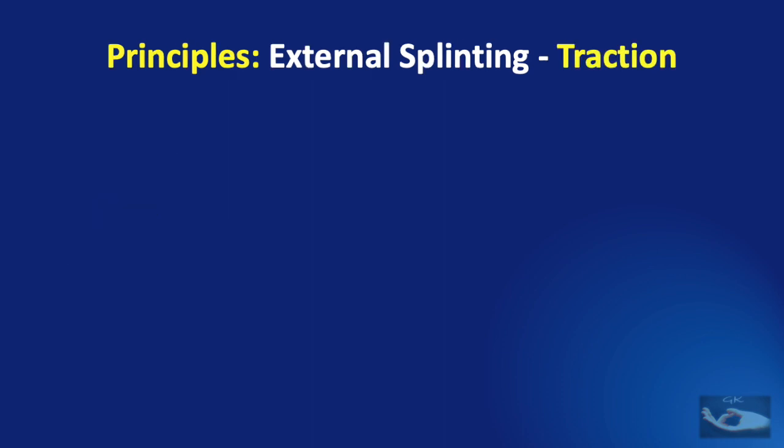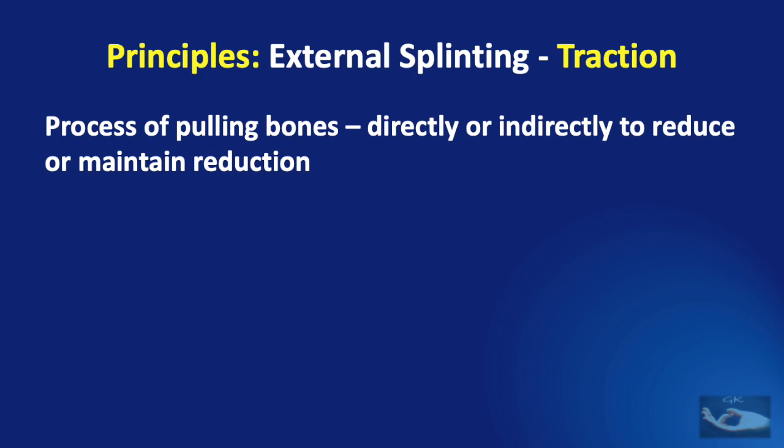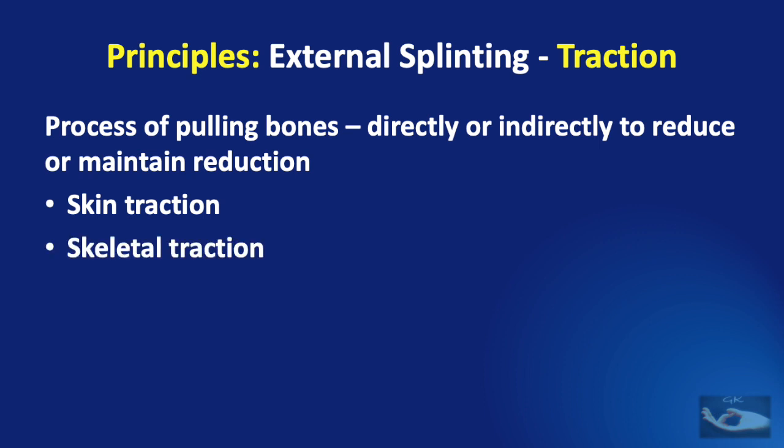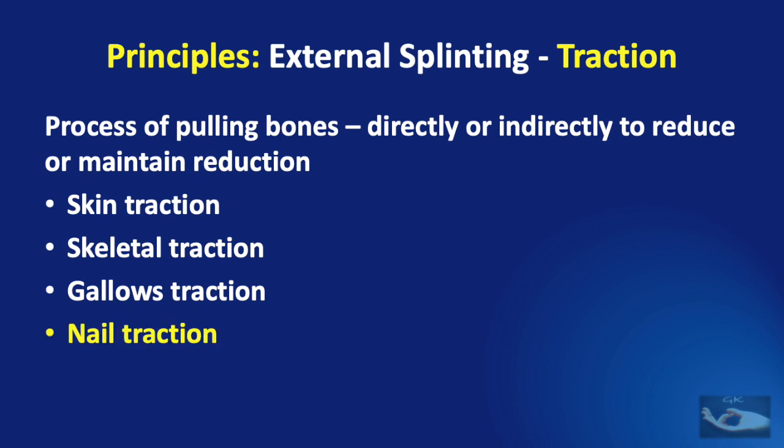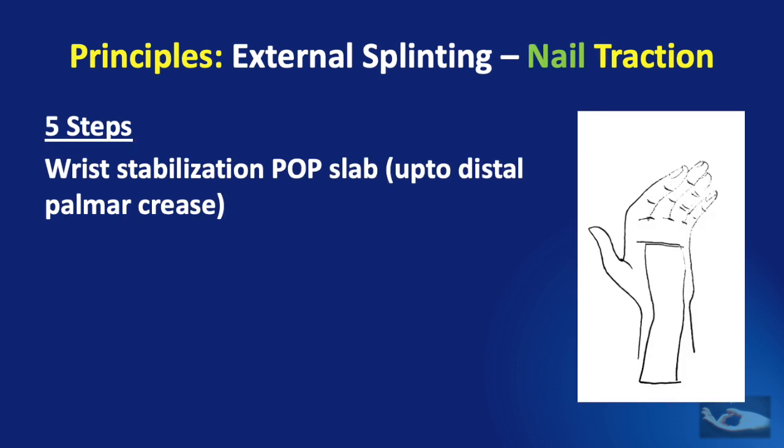First, let us consider traction as a modality of reducing fractures and maintaining them in the reduced position. It essentially refers to the process of pulling the bone ends directly or indirectly to reduce or maintain the reduction. This can be achieved by skin traction, skeletal traction, gallows traction, or in the case of hand fractures, nail traction. This nail traction is sometimes known as long aluminum splint traction, LAST. It consists of 5 steps.